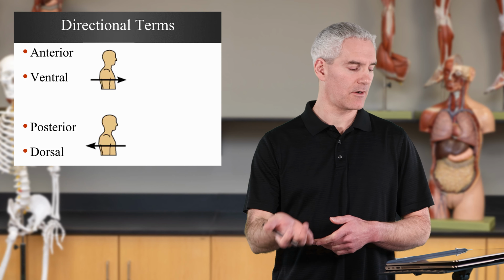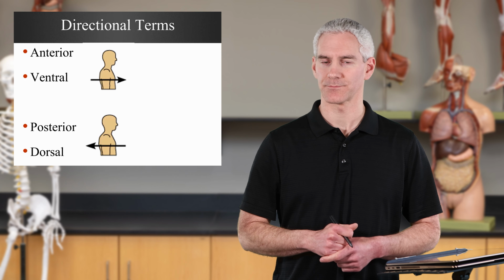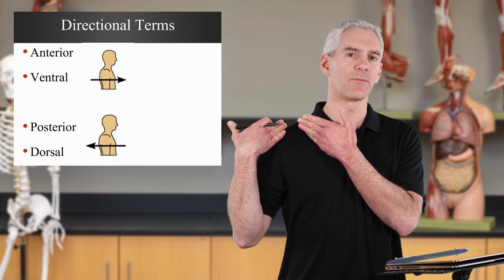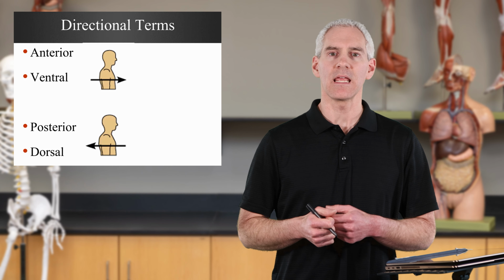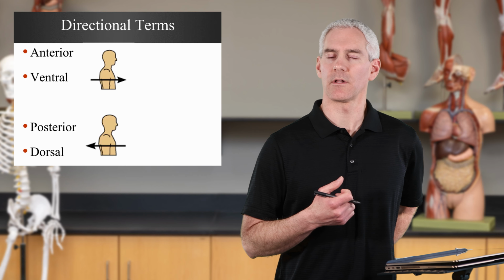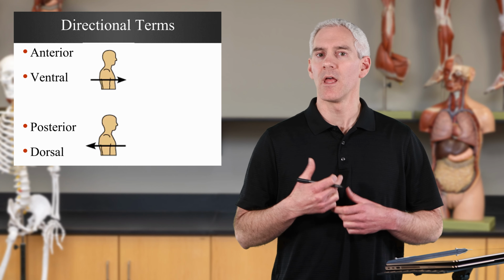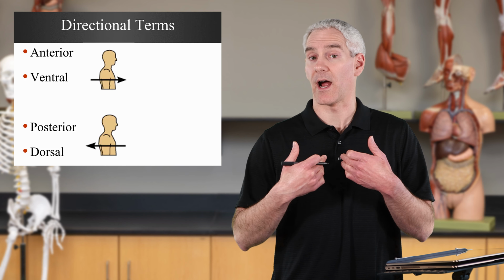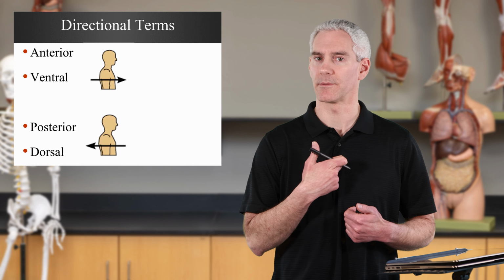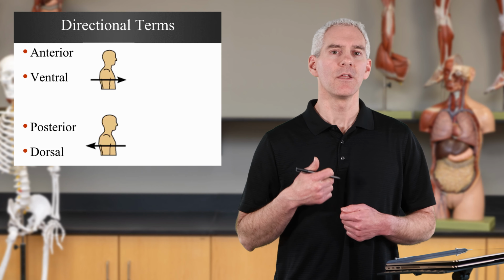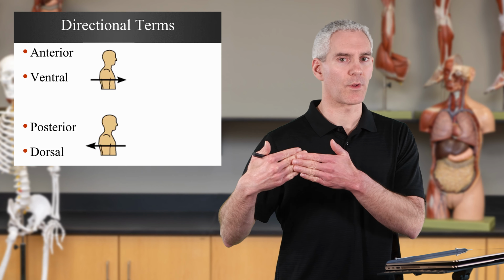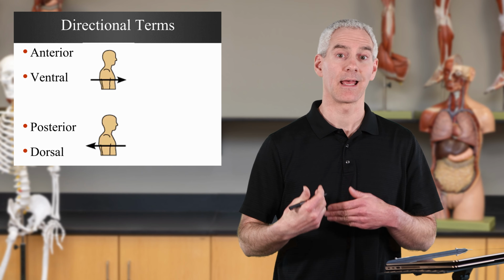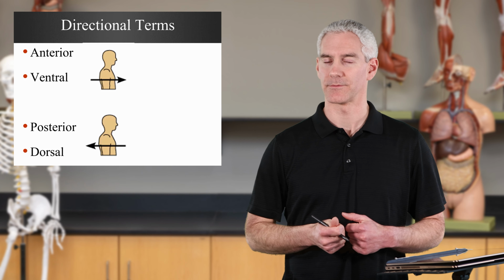Now, in the case of posterior or dorsal, posterior is more towards the back. If you're looking at your vertebrae, that's the bones right along your back. You can say the vertebrae are posterior to the heart. You can say the heart is posterior to the sternum, this bone right here. So directional, moving one direction or the other through the body, from front to back, anterior to posterior.